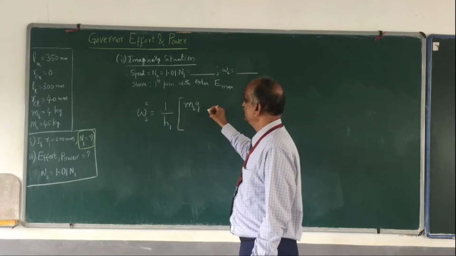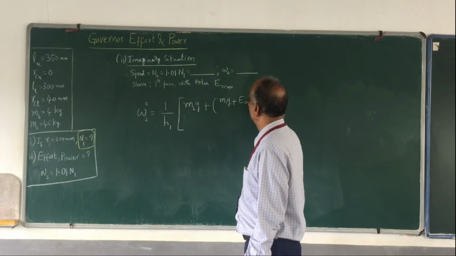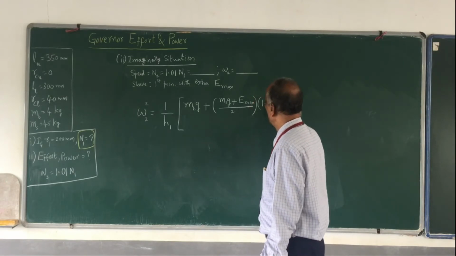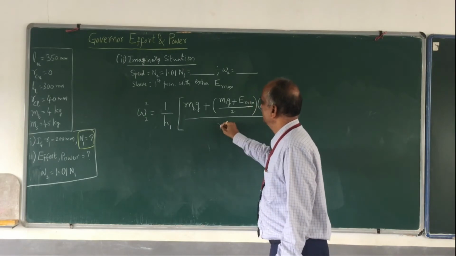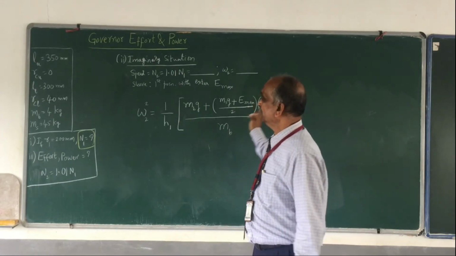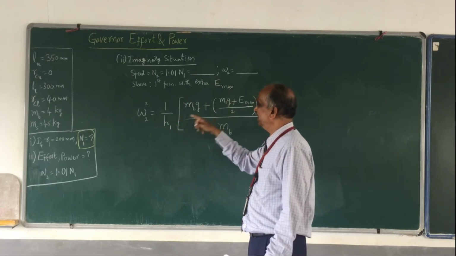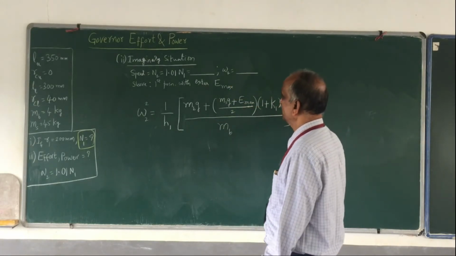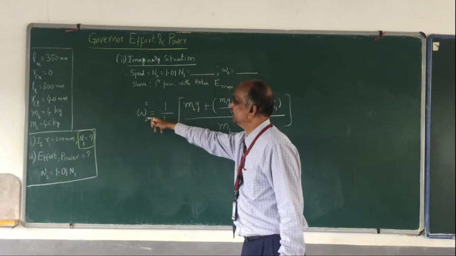So 1 upon H1, [mb into g plus ms into g plus Emax, the whole thing divided by 2], into (1 plus k1) divided by mb, where k1 corresponds to the first sleeve position. You cannot memorize this formula, you have to properly think and then write. Here I have written 2, here I have written 1. Don't memorize it, please; why I have written 2, why I have written 1 here, that you understand, that is most important. Now what all things do I know? I know omega 2, because N2 is known to me. N2 is 1.01 N1, omega 2 is known, so the left hand side is known.